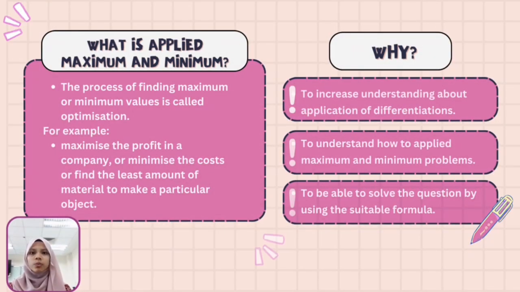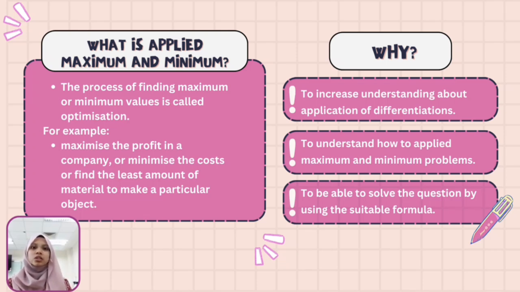So now we move to the applied maximum and minimum in real life. So first, we have to know what is maximum and minimum. The process of finding maximum and minimum values is called optimization. For example, maximize the profit in the company or minimize the cost or find the least amount of material to make a particular object. So now, why do we need to learn this?